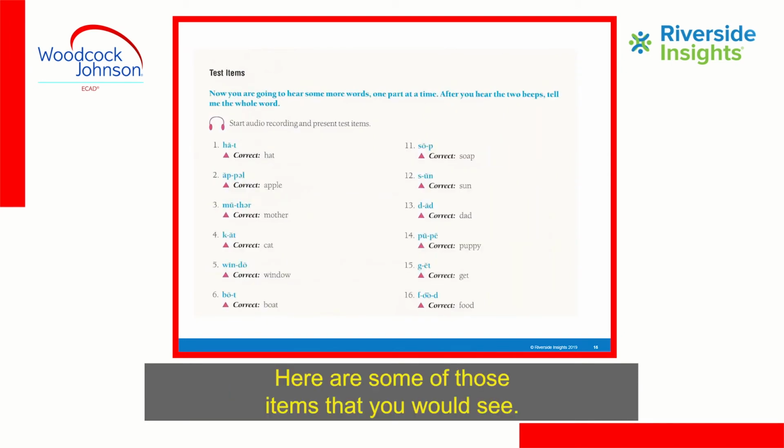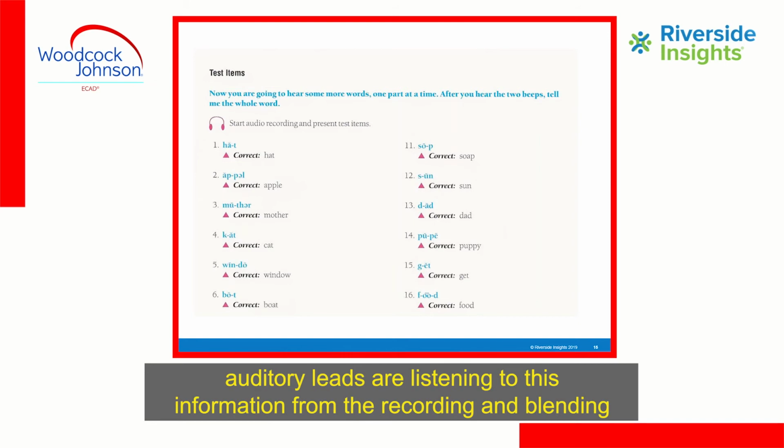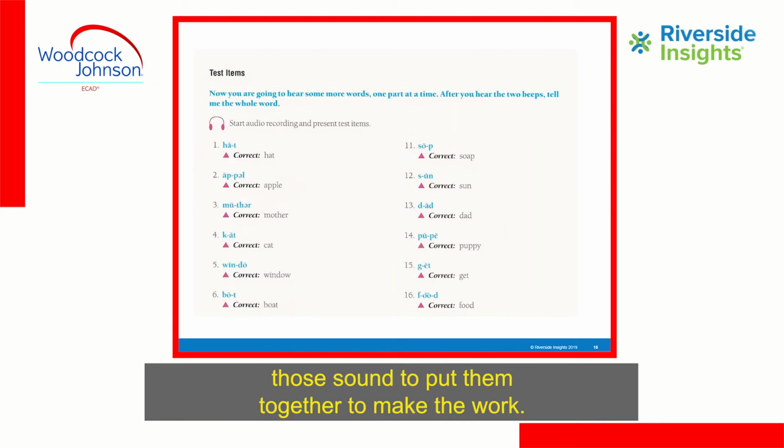Here are some of those items that you would see. This is what you see on your side of the easel. The student has nothing on their side. Again, auditorily, they're listening to this information from the recording and blending those sounds to put them together to make the word.